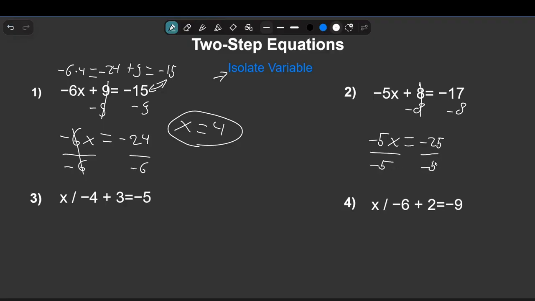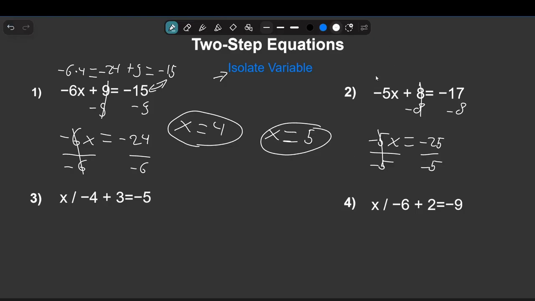We're dividing by both sides. So these two again cancel each other out, so we are just left with our variable. So x equals minus 25 divided by minus 5. Well, minus 25 divided by minus 5 equals 5, so 5 will be our final answer.